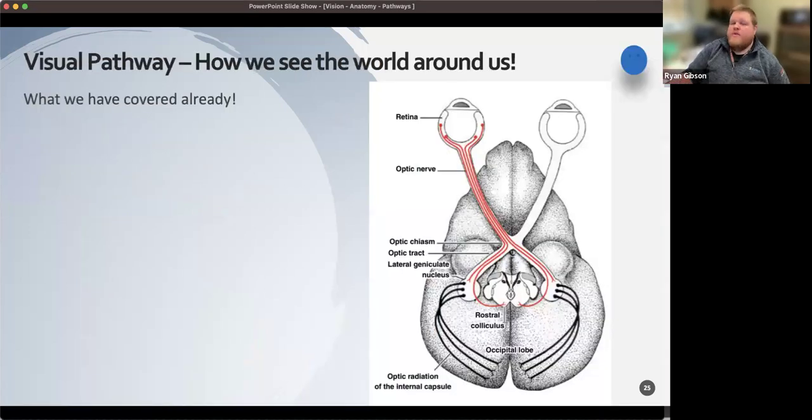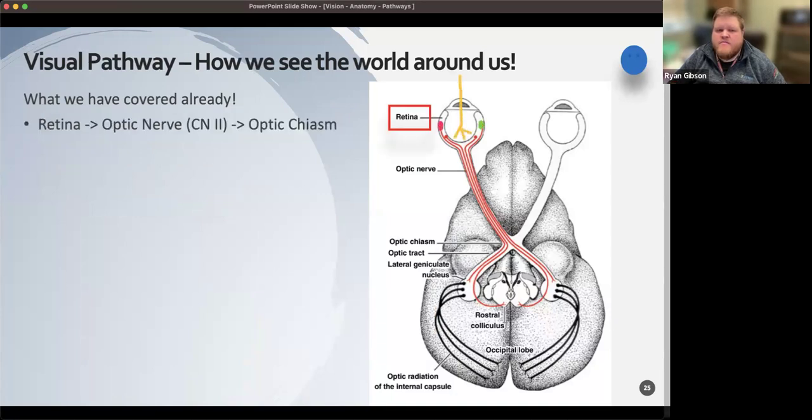So let's revisit and talk about the visual pathway. So this is how we see. This has nothing to do with our pupils. This only has to do with what we see. So light comes in, hits the retina. From the retina, we're going to stimulate the entire globe, and we're going to send that signal up the optic nerve. At the level of the optic chiasm, two things will happen.